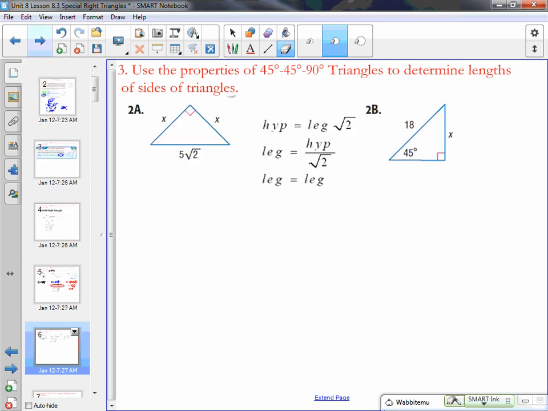Let's try these. Now, these are also from page 553. They're more towards the middle of the page there.